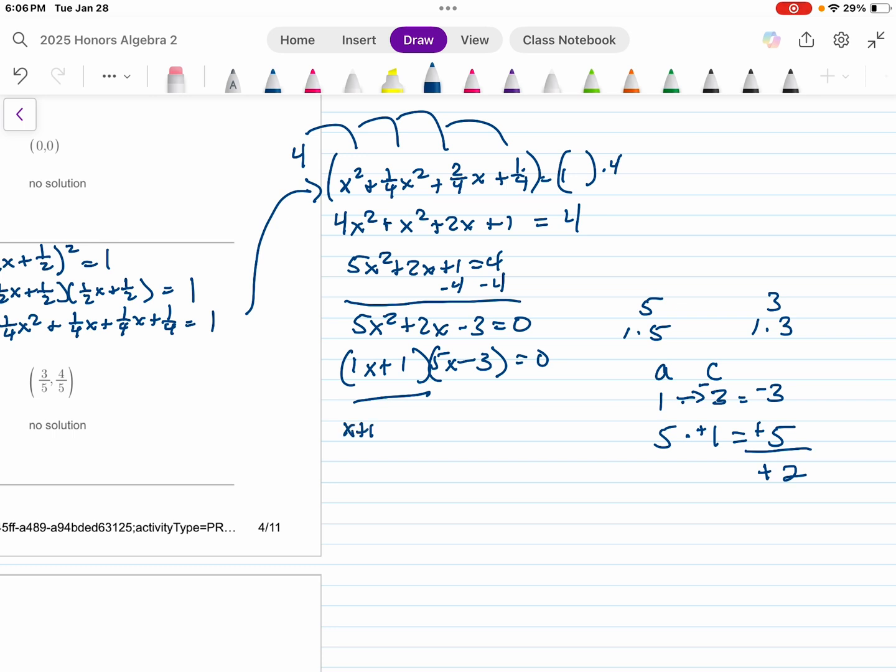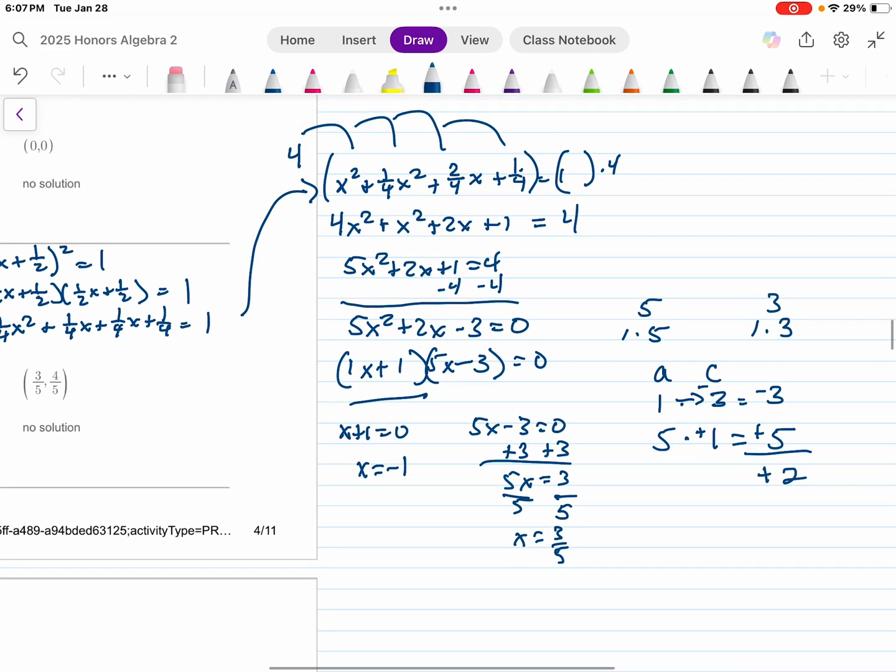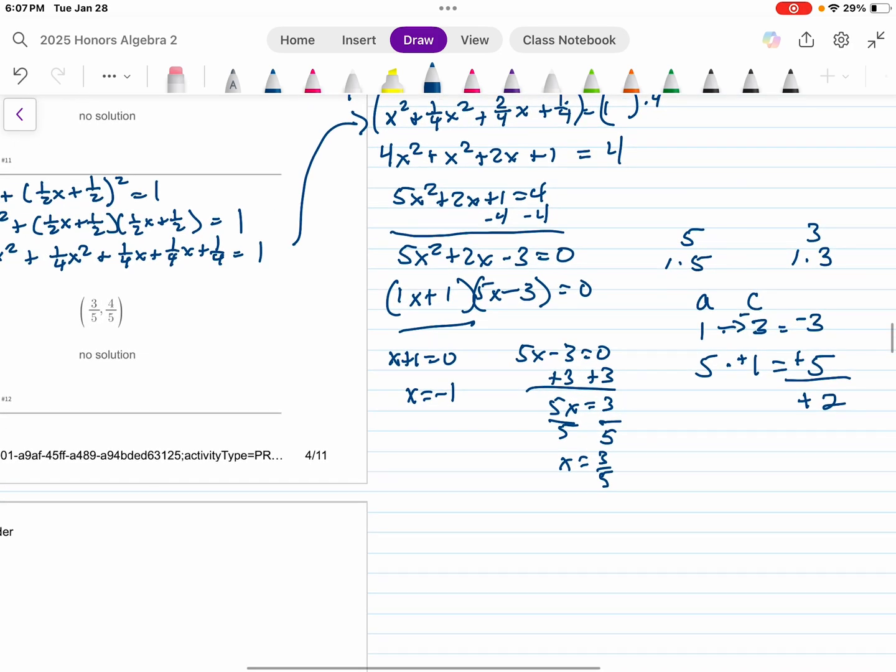Now I get to solve for my two x values. x plus 1 equals 0. 5x minus 3 equals 0. So x is equal to negative 1 is one of the places where they touch. And on the other one, I would add the 3. I get 5x equals 3. Divide by 5. x is equal to 3/5. So that's the other location. So I now have two places that they touch. They touch at negative 1 comma something and 3/5 comma something.